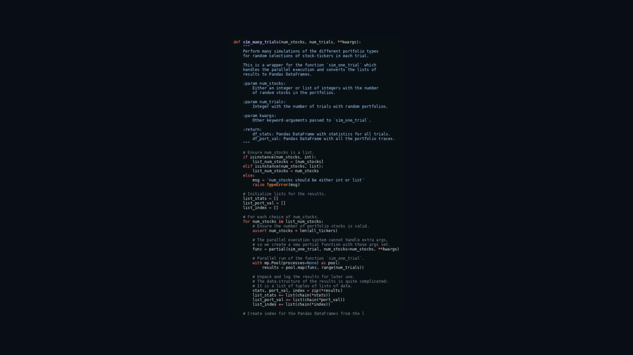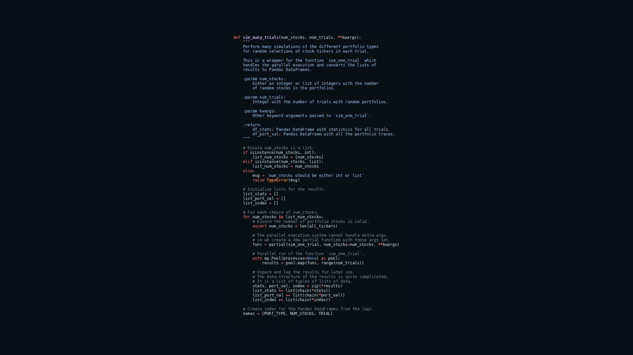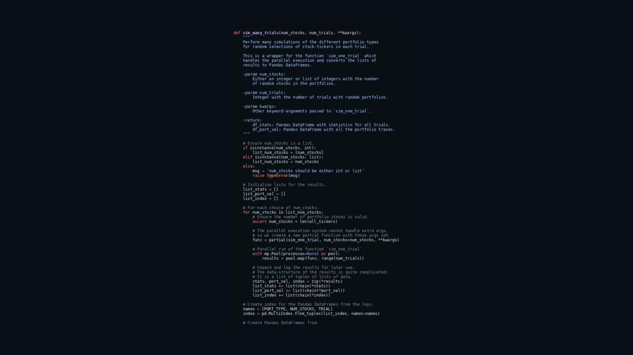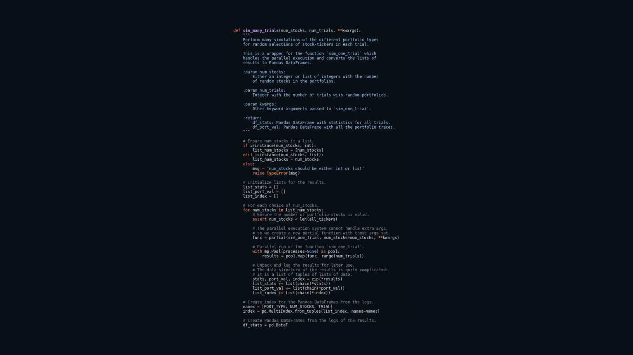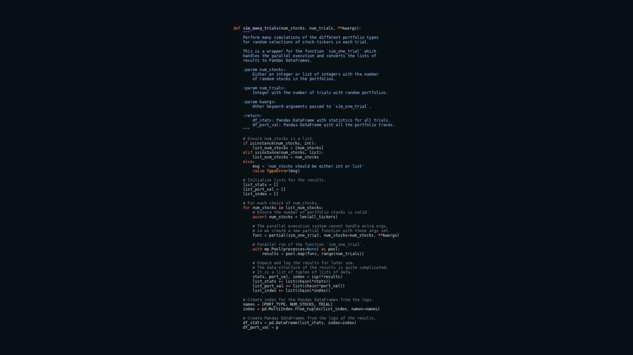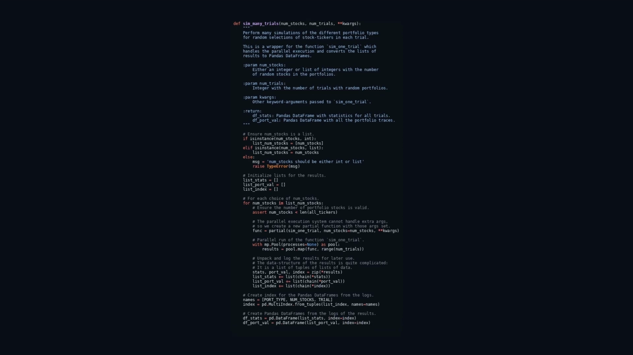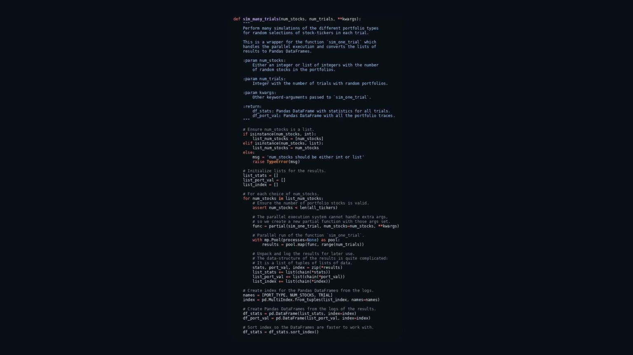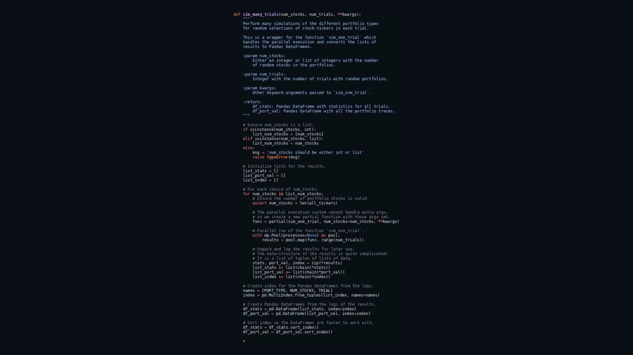Overall, this code aims to automate and parallelize the simulation of different portfolio configurations, thereby increasing the efficiency of the simulation process, particularly when handling a large number of trials or portfolio configurations. The resulting data frames offer a structured approach to efficiently analyze the simulated portfolio data.